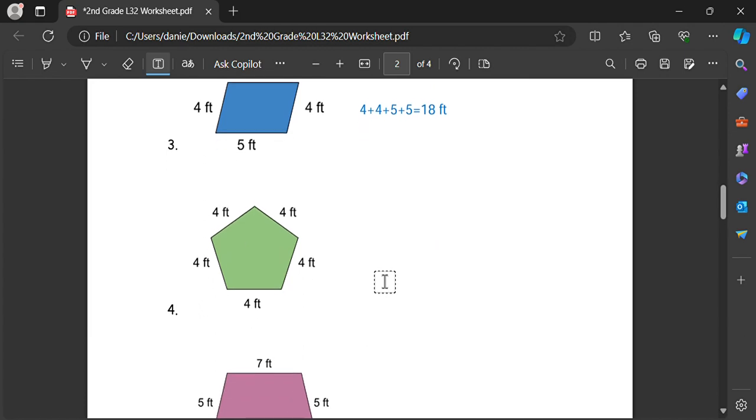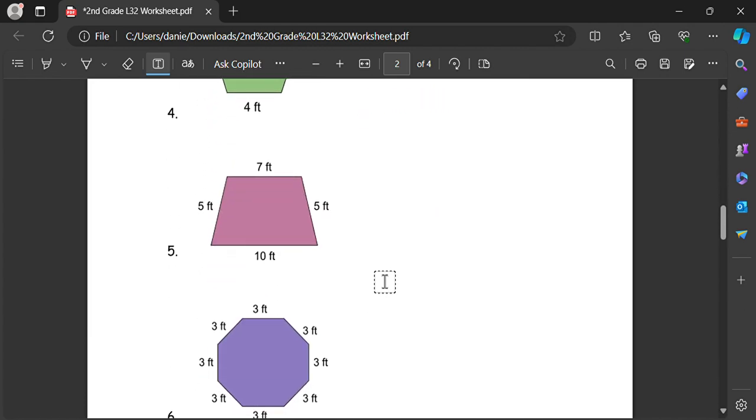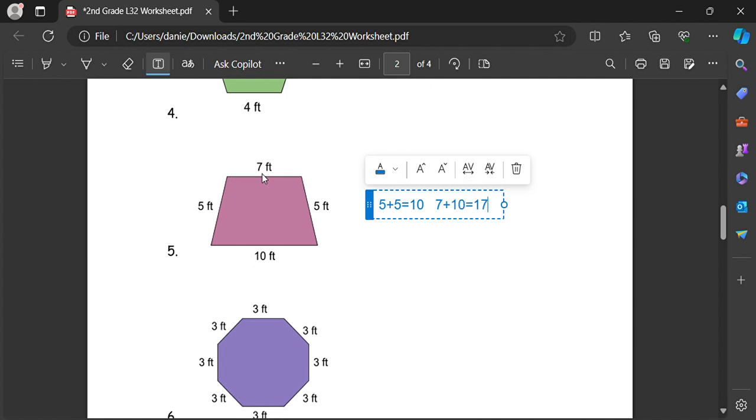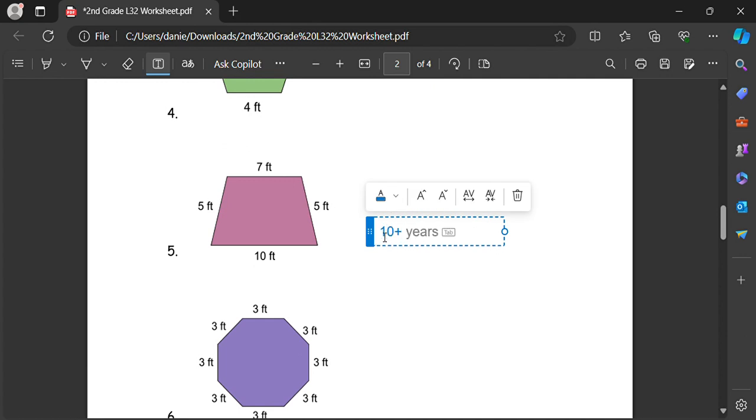We'll skip number 4 and go straight to 5. So 5. Here we have 2 sides that are 5 feet, so we'll add 5 2 times. And then we have a side that's 7 feet and a side that's 10 feet. So first we'll add 5 plus 5, which is 10. And then we will add the other two, which is 7 plus 10, which is 17. And finally we'll add the sums together, which is 10 plus 17 is 27 feet.